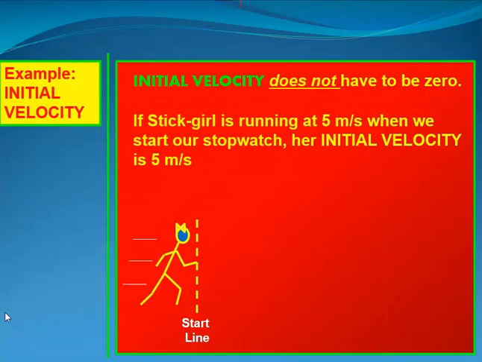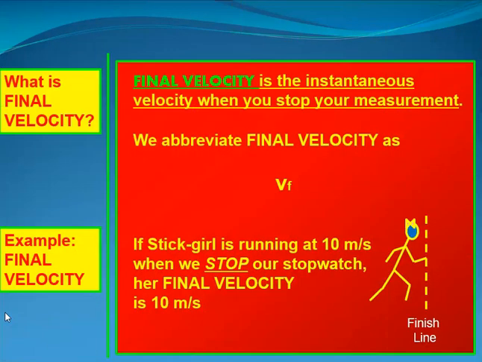So initial velocity does not have to be 0. If Stick Girl is running at 5 meters per second when we start our stopwatch, her initial velocity is 5 meters per second. Final velocity is the instantaneous velocity when you stop your measurement. We abbreviate final velocity as V sub F. If Stick Girl is running at 10 meters per second when we stop our stopwatch, her final velocity is 10 meters per second.